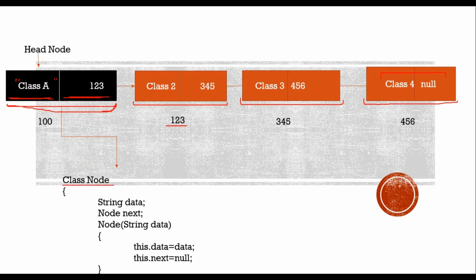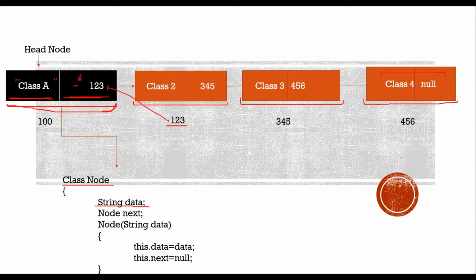Here I am taking string data. This data can be an integer, floating point numbers, etc. We cannot use pointers, but we can use the concept of references. Every address contains a node, right? 100, 123, 345 and 456 contain a node. This is the next part, and I am storing the reference of the next node in here.